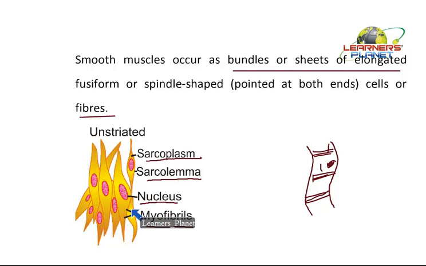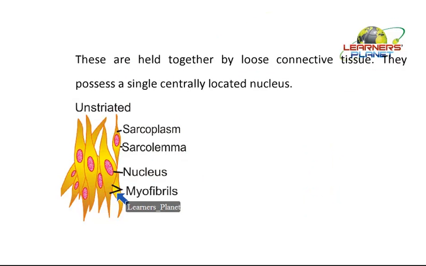Next is that these cells, as they are having a fusiform structure, there must be some spaces in between, and as we said, they are present in the form of a sheet or in the form of a bundle. Now, how is this bundle tied over?